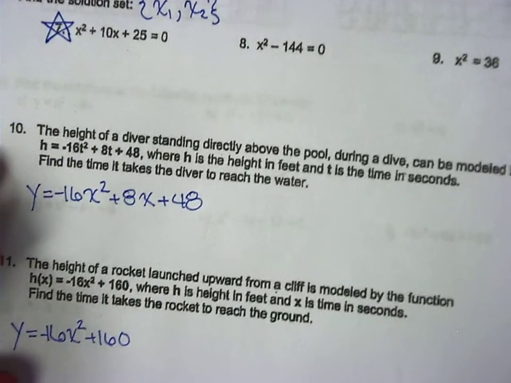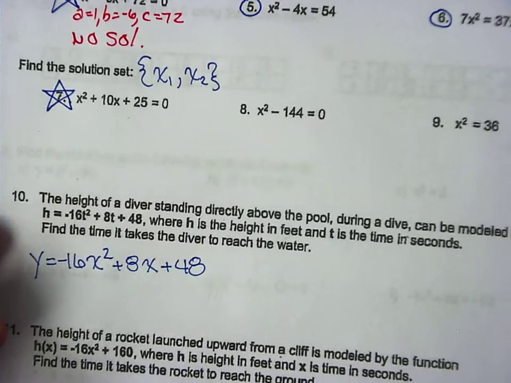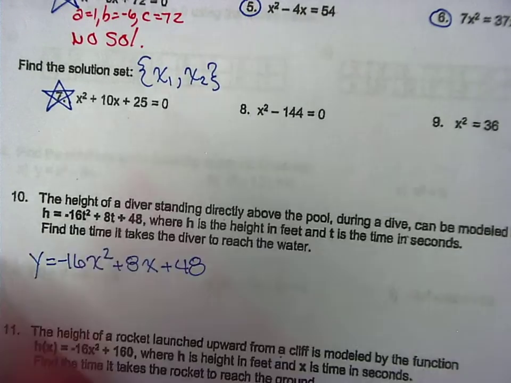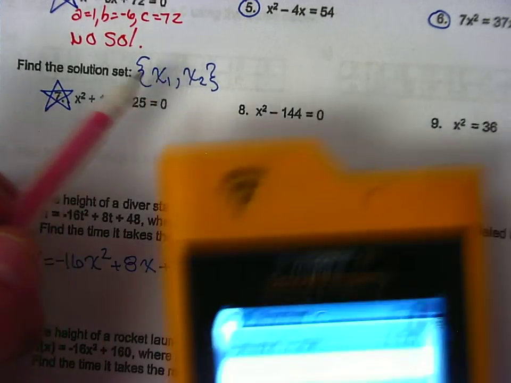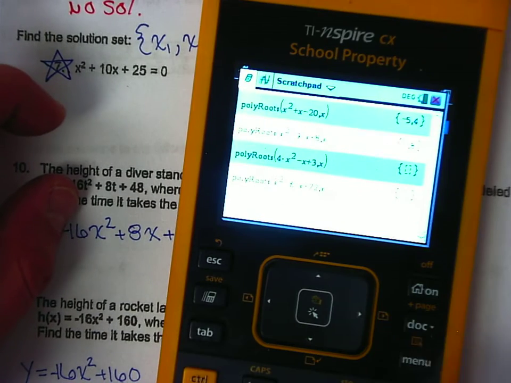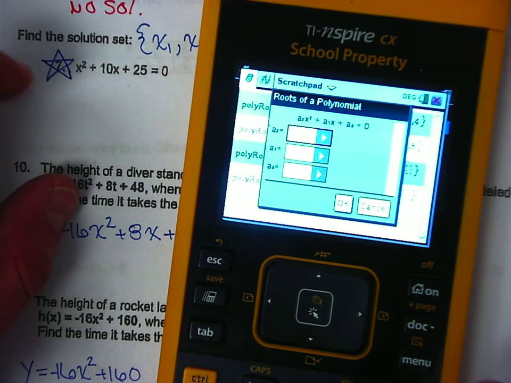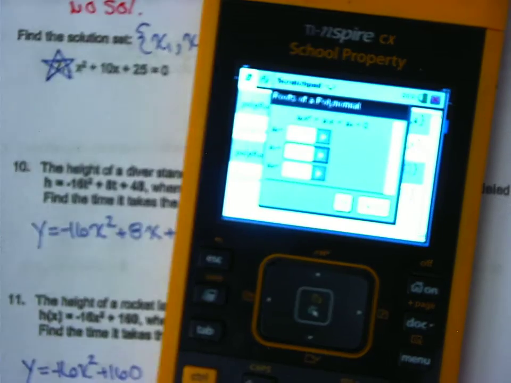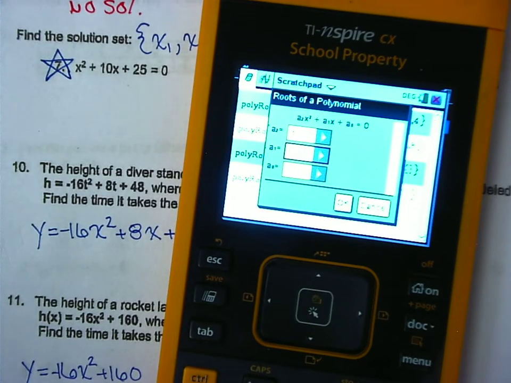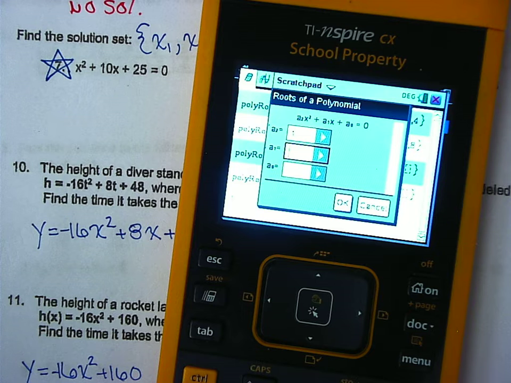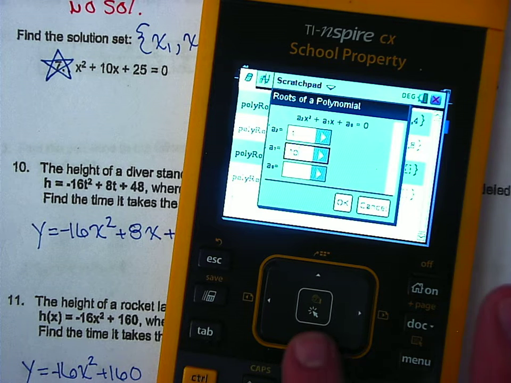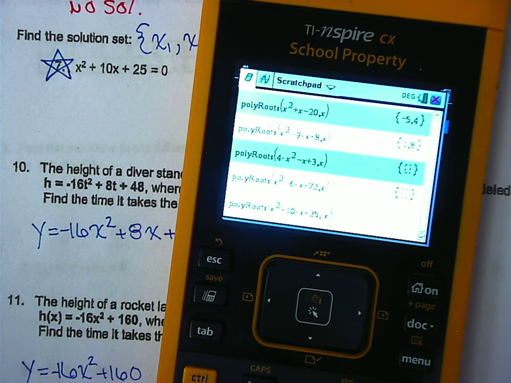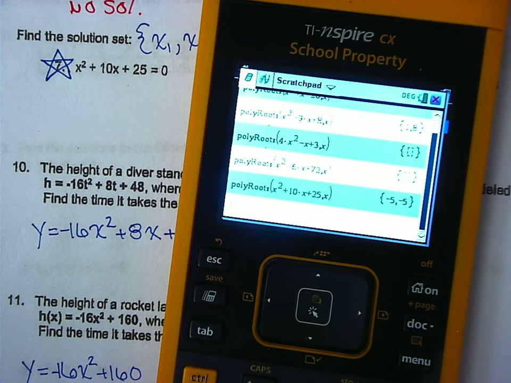For numbers 7, 8, and 9. So for number 7, it says find the solution set. So they want it in the brackets. So if we do x squared plus 10x plus 25, menu 331 OK. So I have a single 1x squared, which I'm putting in my calculator. It's kind of bright. Let me turn it down a little bit. See if it focuses. That's about as good as it's going to get. I have a 1 there. Down arrow, I put a 10 for the 10x. And I down arrow again for the 25. Press OK. Enter. I get -5, -5.